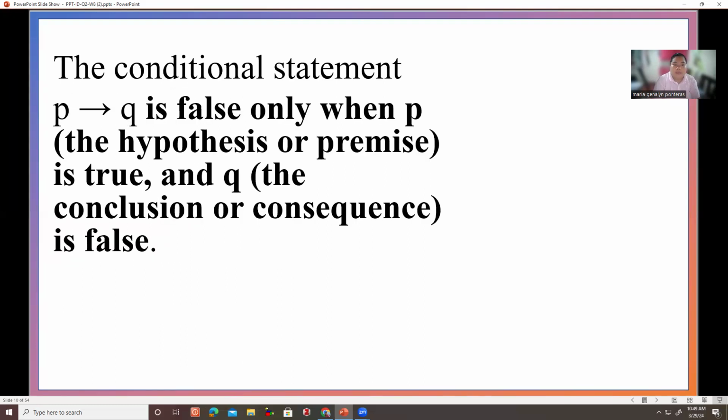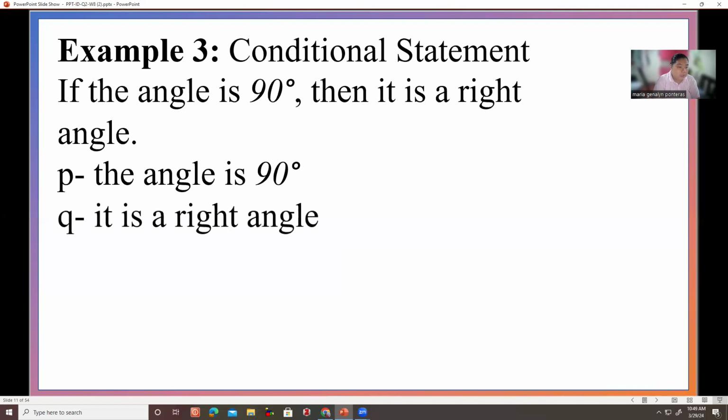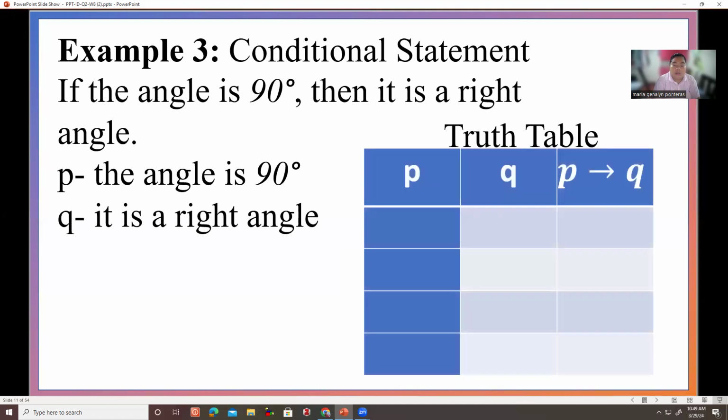The conditional statement P implies Q is false only when P, the hypothesis or premise of your statement, is true, and Q, the conclusion or consequence, is false. For example, for a conditional statement: if the angle is 90 degrees, then it is a right angle. P, the angle is 90 degrees, that's your hypothesis. Q, it is a right angle, that's your conclusion. So we're going to use the truth table. You have here P and Q, and P implies Q. Let's list down the four possibilities.